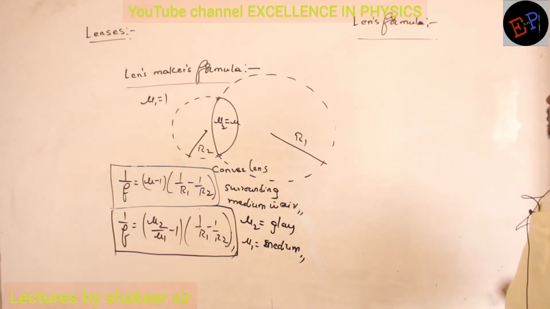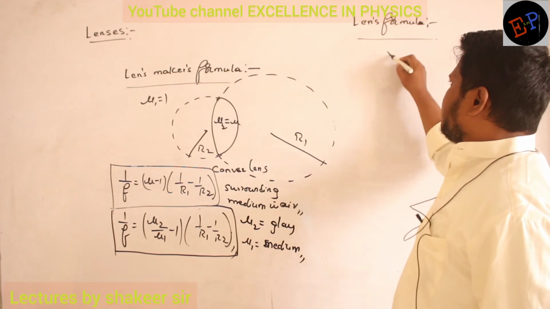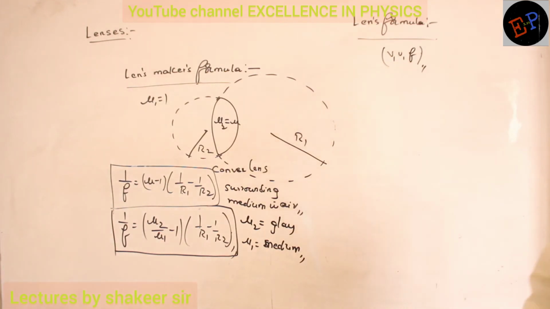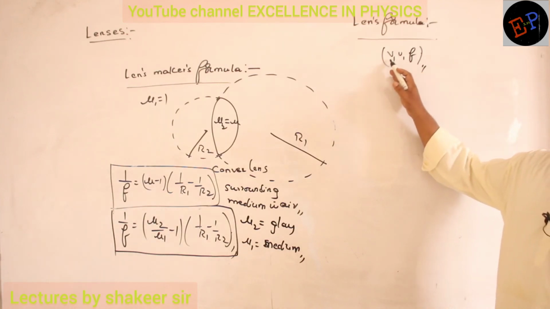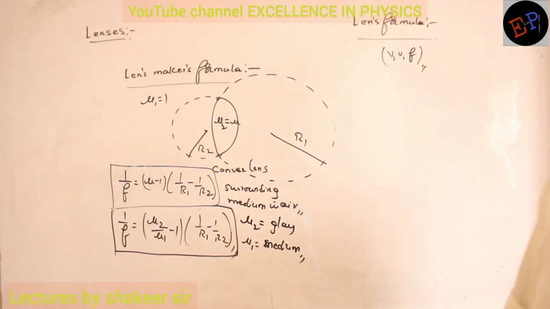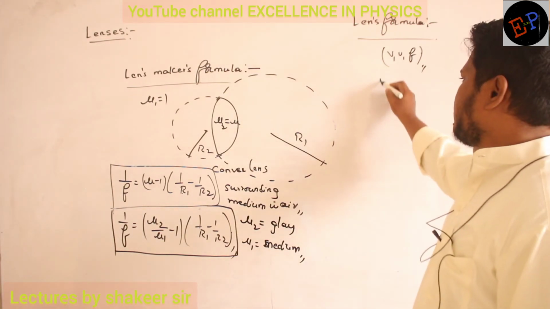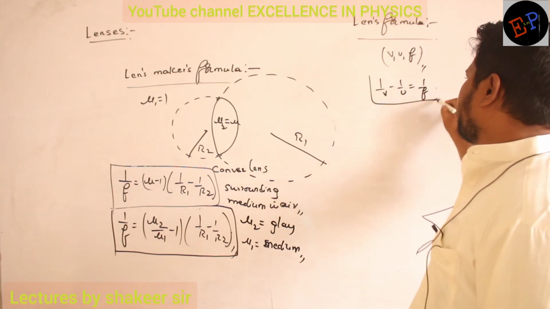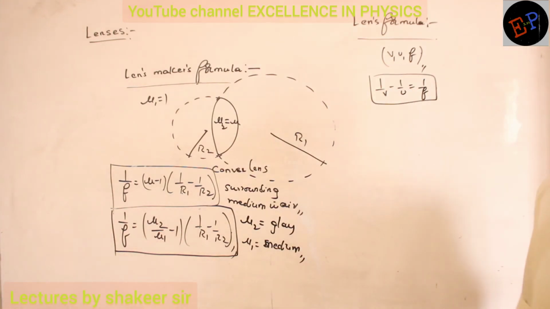What is the lens formula? The relation between V, U and F is called the lens formula. It is the relation between image distance, object distance and focal length. So what is the formula? 1 by V minus 1 by U is equal to 1 by F. This formula is called the lens formula. Are you able to understand?